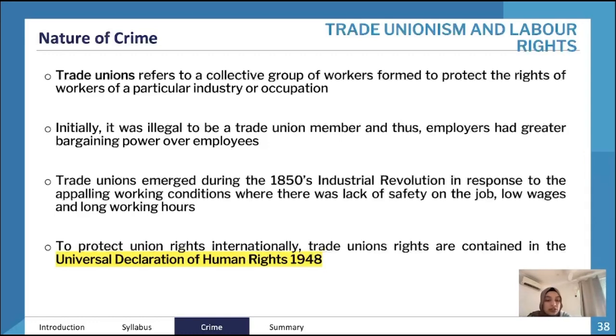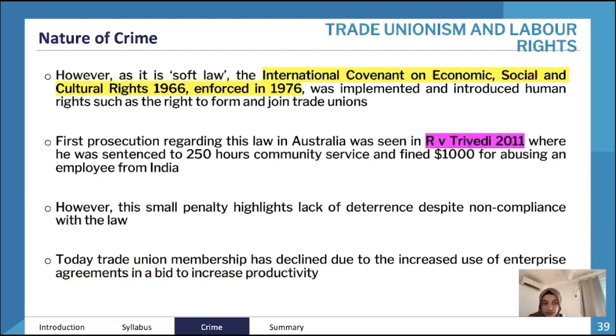And to protect union rights internationally, trade unions' rights are contained within the UDHR, the Universal Declaration of Human Rights, which we touched on earlier as well. However, because it's a soft law, we have another legislation that has been implemented into Australia, which is the International Covenant on Economic, Social and Cultural Rights of 1966, enforced in 1976, which introduced human rights such as the right to form and join trade unions.